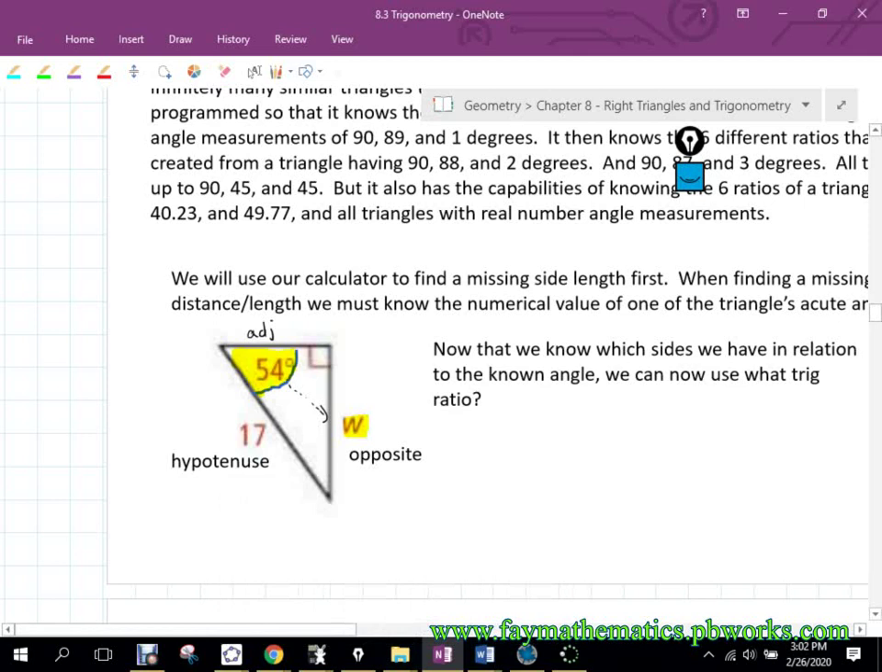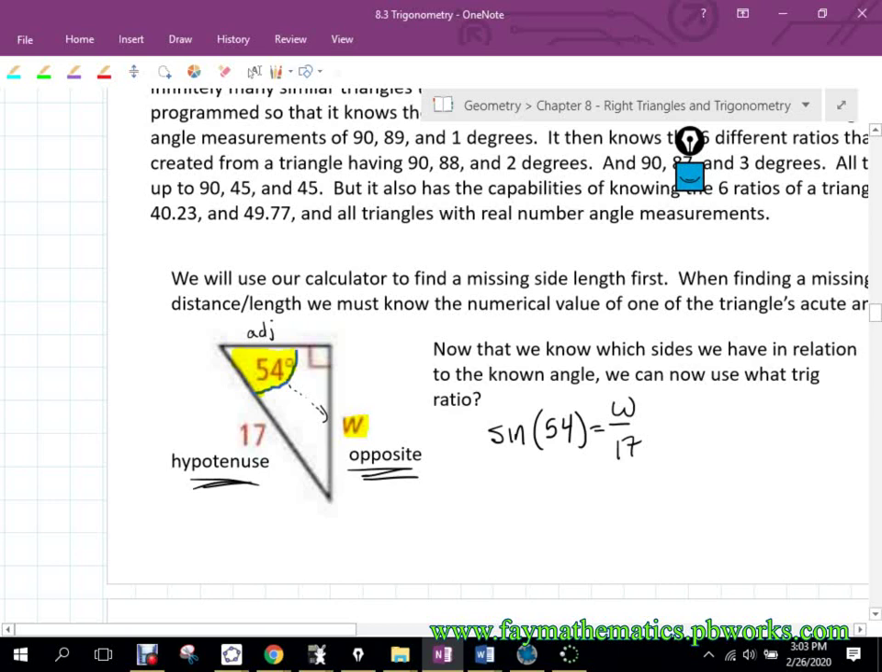Like I said, we've got to use the 54, we've got to use W, and we've got to use the hypotenuse. So the trig ratio that uses the opposite side and the hypotenuse is the sine ratio. All right, sine. And then what goes in here is the angle that determined what was opposite, hypotenuse, and adjacent. So sine of 54. Remember, sine was opposite divided by hypotenuse, right? So the opposite in this case would have been W, and this is 17.